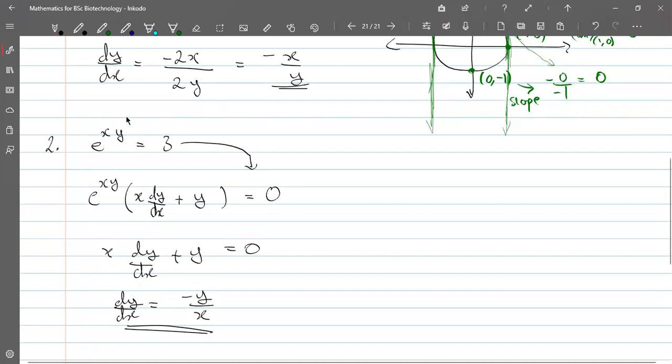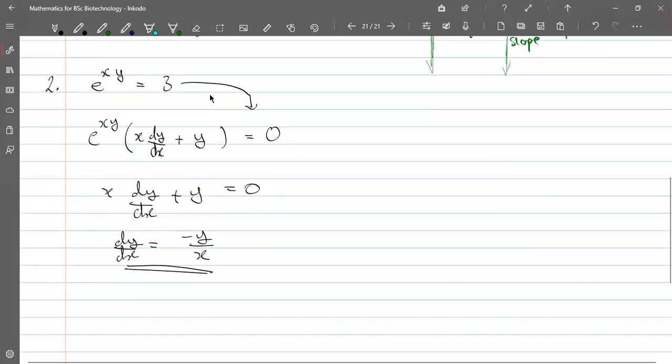Now, as I said, you could write xy is equal to log 3 to the base e, and then you will get y is equal to log 3 upon x. And so if you differentiate that, you get minus log 3 by x square, which is exactly what this is. Okay. So again, this is just a simple example.